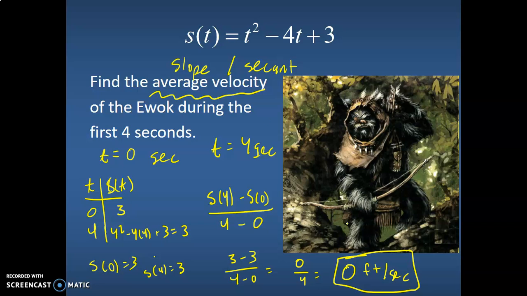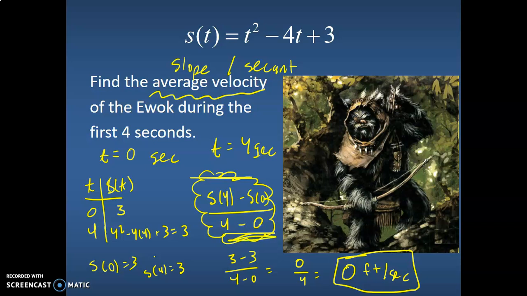He wasn't stationary the whole time, he was moving, but for average velocity, you just look at the slope of the secant line, so you just take those 2 points. Make sure you show your slope calculation. As long as you showed the slope calculation and you didn't skip any steps, you should be fine. And when I say skip steps, I mean make sure you show 4 minus 0, even though you can do it in your head.